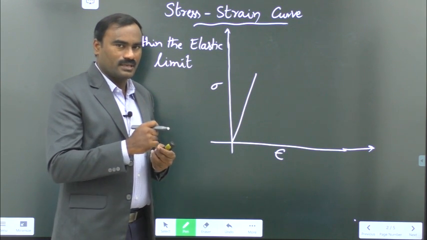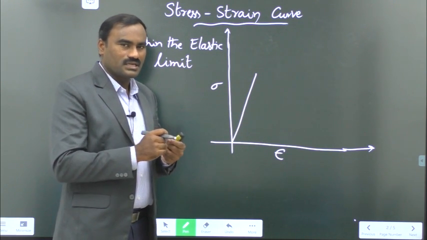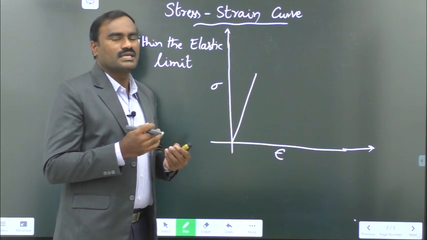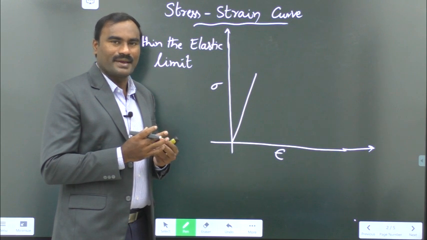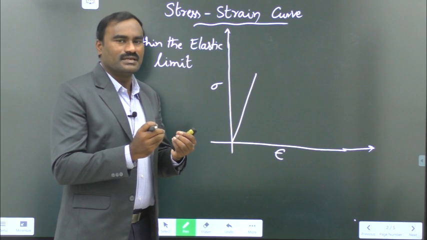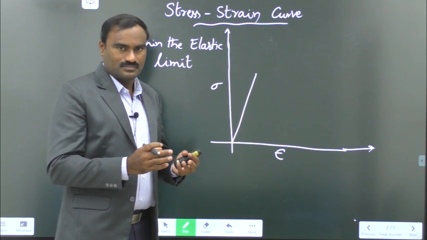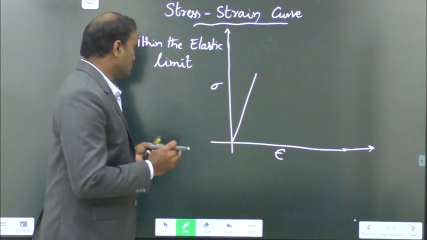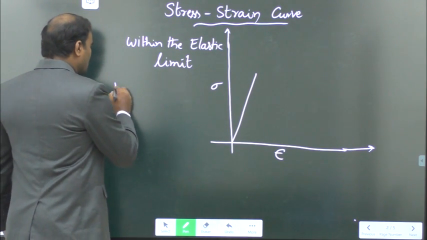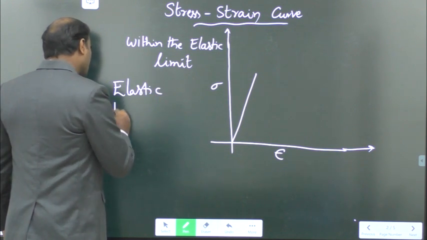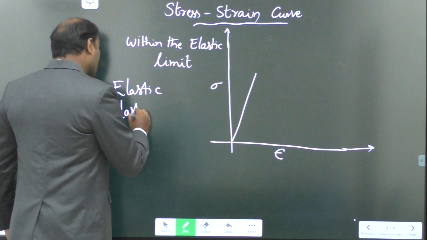But if you apply enough force, its dimensions will change. Even though you remove the force, it will not regain its shape back. That means it exhibits plastic deformation. So we have two types of deformations: one is elastic deformation, and the second one is plastic deformation.